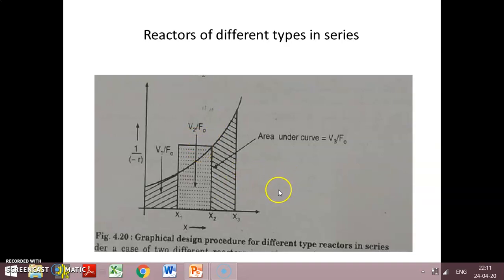And again, the third reactor is a plug flow reactor, which has the volume V3. So again x2 to x3 conversion, you have to mark the x3 conversion here, and you have to consider the area under the curve because this is the plug flow reactor. The area under this curve is equal to V3 upon F0. If you put the value of F0 here, then we get the value of V3. In this way, we can connect the different reactors in series to obtain the best conversion.